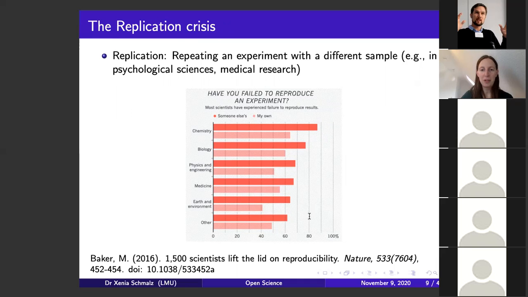This is a figure from a Nature paper, which included a survey of 1,500 scientists who were asked whether they have ever tried and failed to replicate an experiment. Confusingly, here they call it reproduce, but these terms are sometimes used interchangeably. So across very different fields, including also physics and engineering, normally more than half of the researchers have indicated that they have not been able to replicate either somebody else's or their own results. So this is also problematic.